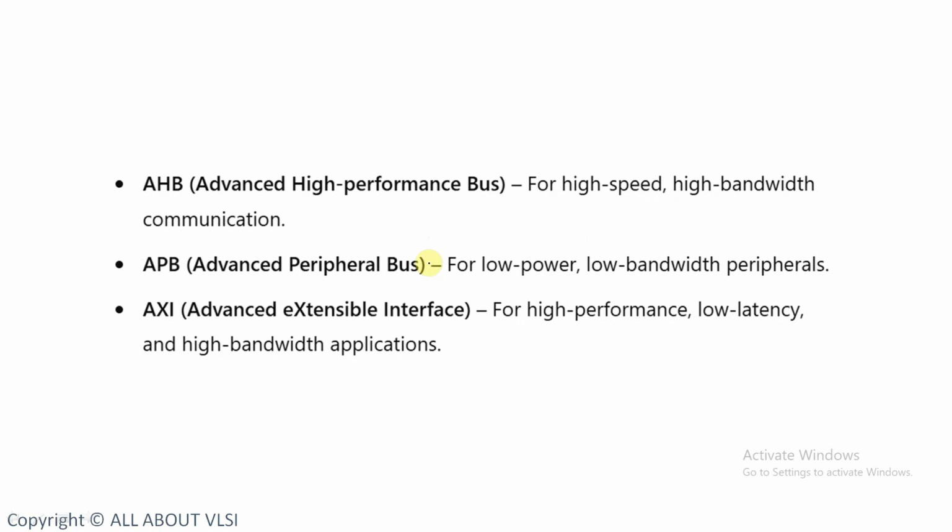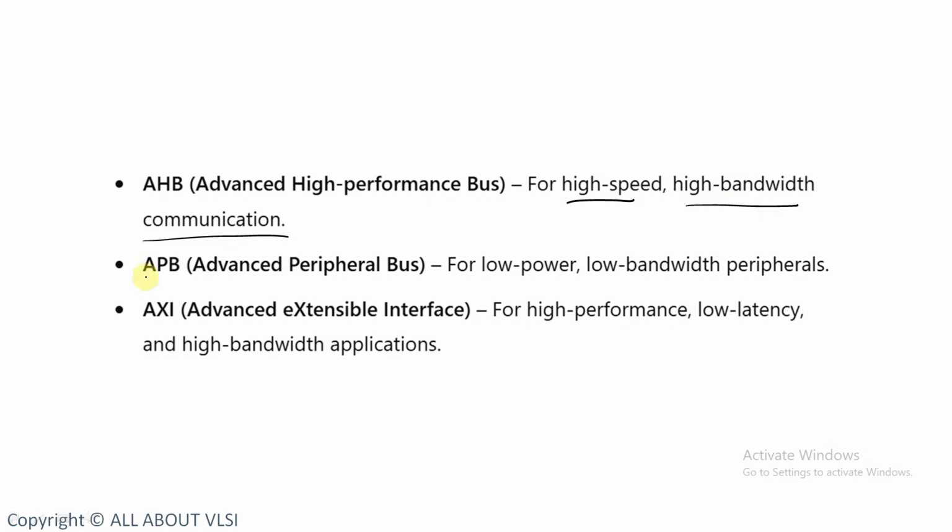AHB stands for Advanced High Performance Bus. This AHB protocol is specifically for high speed, high bandwidth communication. This AHB protocol is used for devices which have high processing speed, and for those components which have high bandwidth communication.